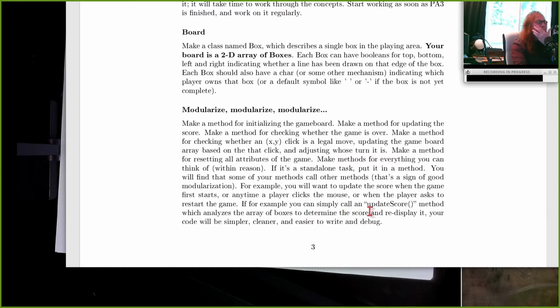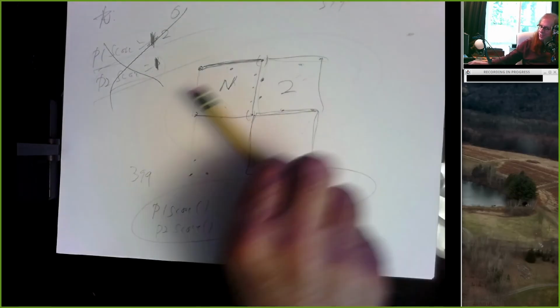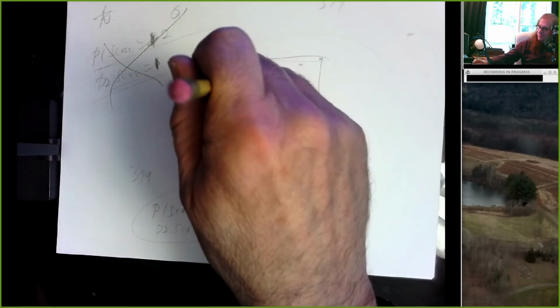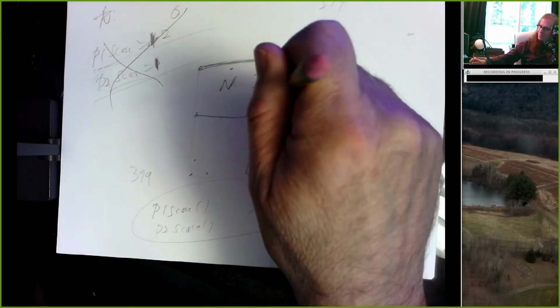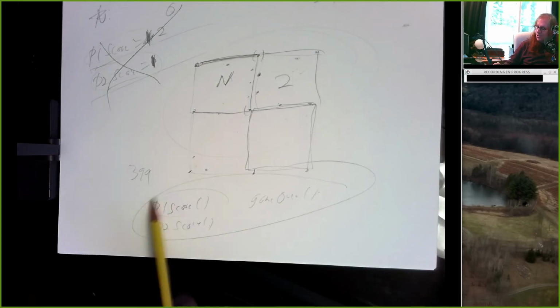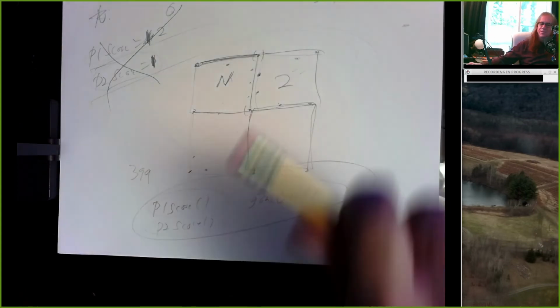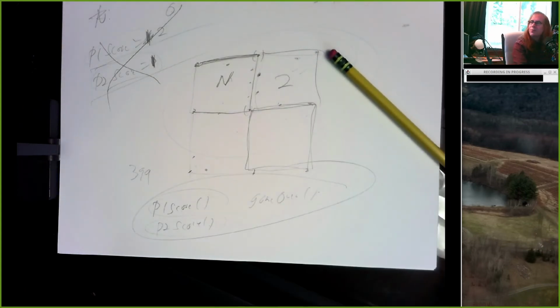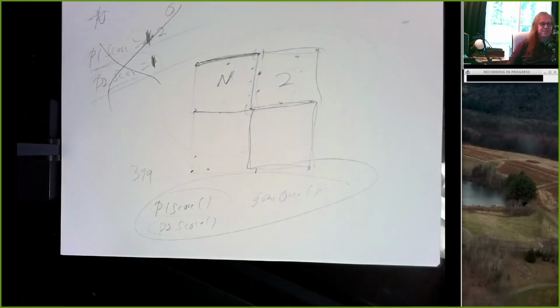If you have an update score method, right? Any time that you think the score might have changed, just call update score. And what will that do? Well, it will go through your array of boxes, see how many boxes are owned by player 1, how many by player 2, and then change the display. Or maybe it'll just call these methods and take the return values and display those. Right? But now my only task is keeping this array of boxes up to date.